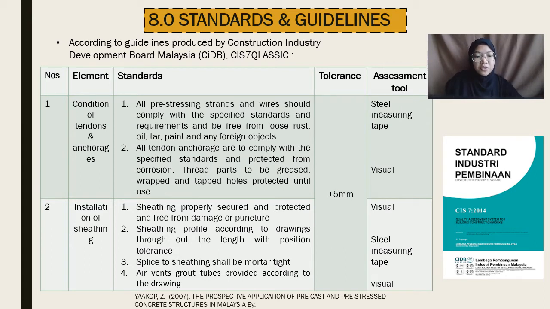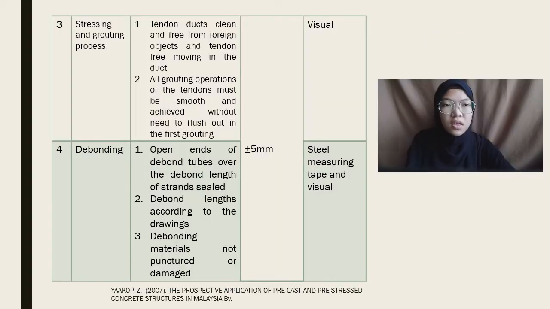During the installation of sheeting, the contractor must check that sheeting is properly secured and protected and free from damage or puncture. During the stressing and grouting process, the contractor must check that all grouting operations of the tendons must be smooth and achieved without need to flush out the first grouting. During the debonding phase, the contractor must make sure that open ends of debond tubes over the debond length of strands are sealed.